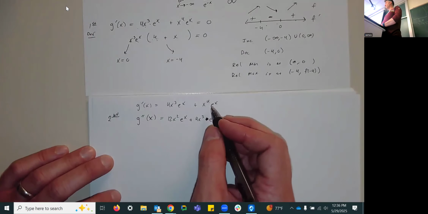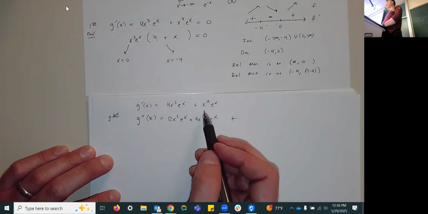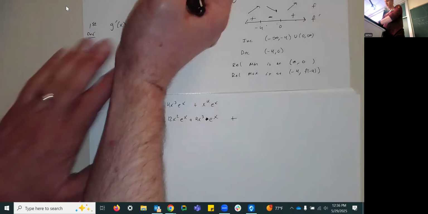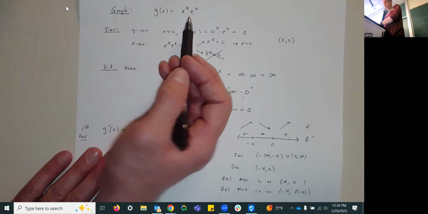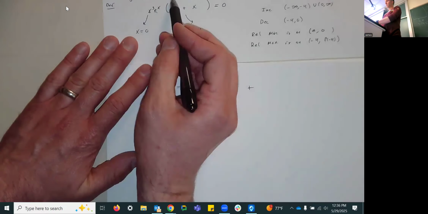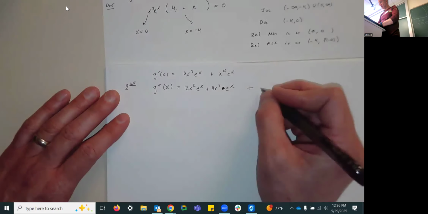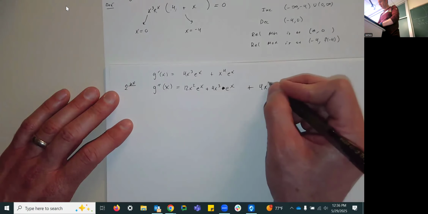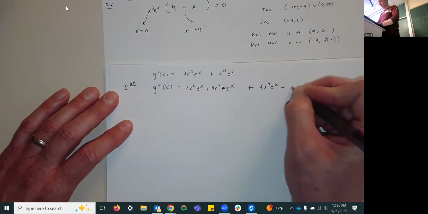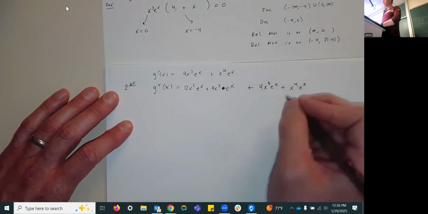Now I'll point out, we already know what the derivative of that is. That's the first thing we did in this problem. We took the first derivative. The derivative of x to the fourth e to the x was exactly 4x cubed e to the x plus x to the fourth e to the x. So we should just write that down again. We should save ourselves the mental work of finding that derivative again, since we have already found it.